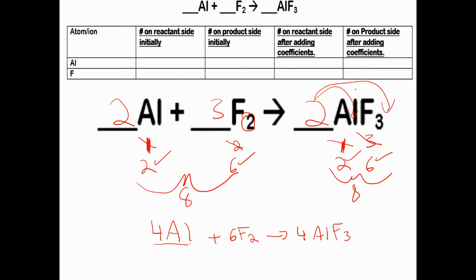Right? You have 4 aluminums, 4 aluminums. You have 12 fluorines, 12 fluorines. Yeah, it's balanced, true. This would have worked as well. Just make sure when you're balancing, you get the most reduced form possible. So you'll notice you can divide everything here by 2, and that will give you back your 2Al plus 3F2 produces 2AlF3. So you can do that. It has to be the most reduced form possible, kind of like with ionic compounds.